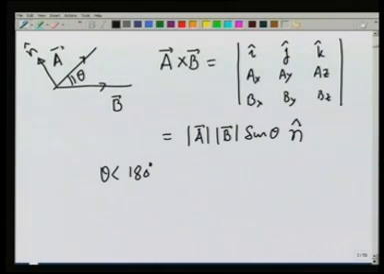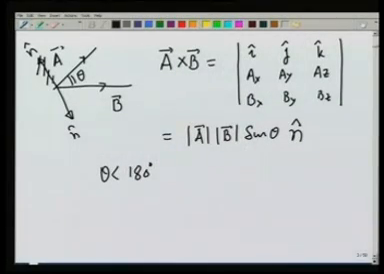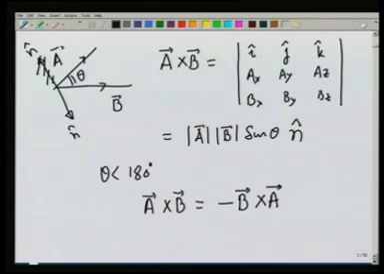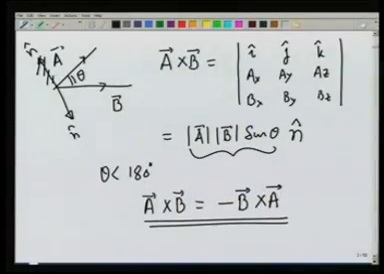How about whether n is this way or this way? This is answered by the right hand rule. You turn A towards B through the smaller of the angle, and the thumb gives you the direction of the vector product. So, in this case n would be going down. You can see that A cross B is going to be equal to minus B cross A, because the magnitude will remain the same, but the direction of n would change, because now you will be turning B towards A. This is also clear from the components if you look at them carefully. So, this is how the cross product works.